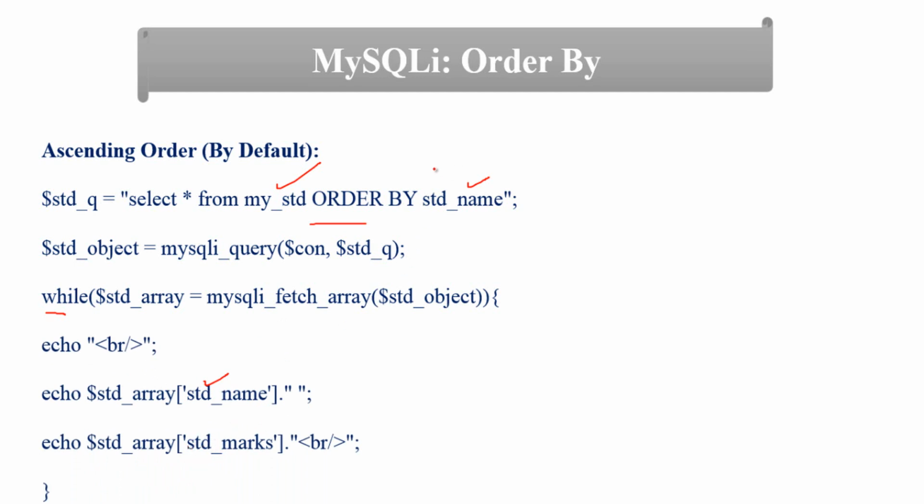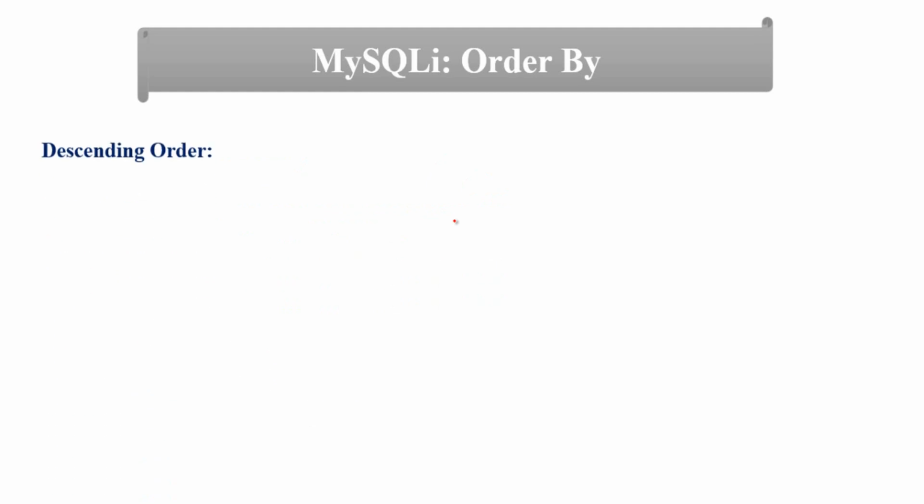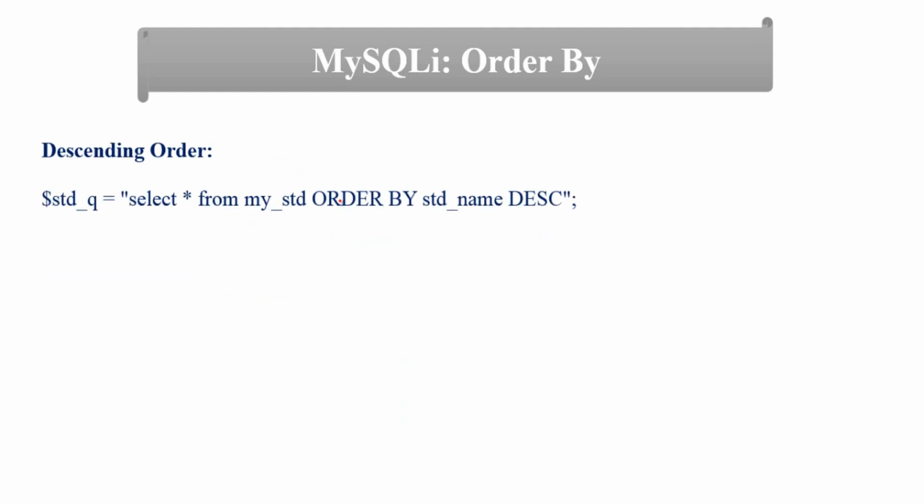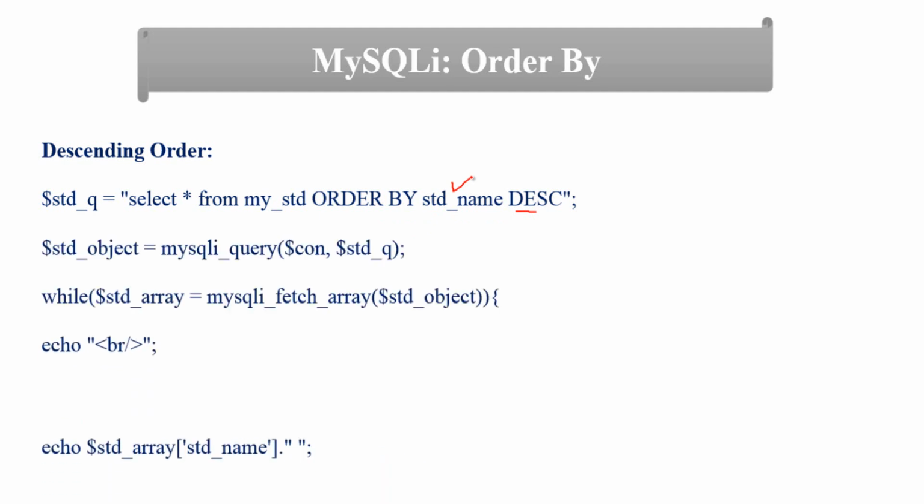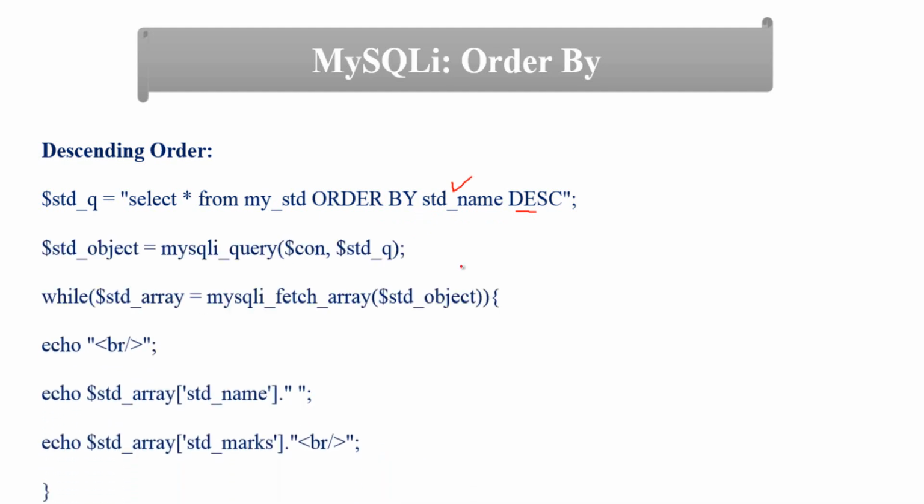So this is the query that is used to access records from a database table. Order by std name means you will get records in ascending order. For descending order, everything is the same, you just have to put the dash keyword. When you mention the dash keyword, all the records will be displayed in descending order on the basis of std name.